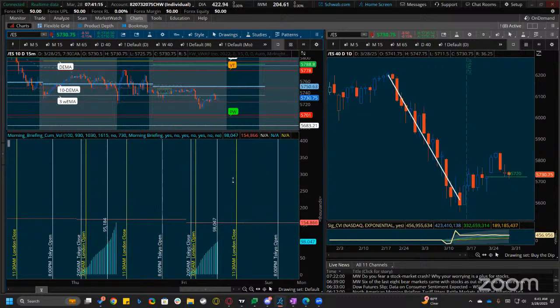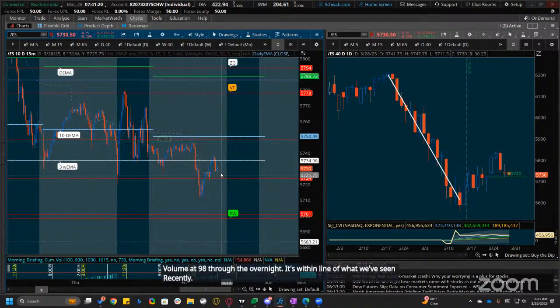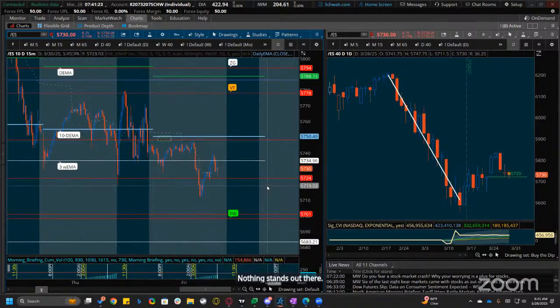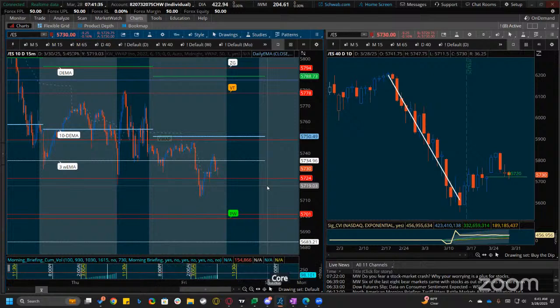Volume at 98 through the overnight. It's within line of what we've seen recently. Nothing stands out there. If we were looking for something to stand out there, is if this morning is supposed to be some kind of big event, core PCE, volume should perhaps be lighter, as if they were sitting out waiting on the data. We would see hedging activity, lighter volume. And from this perspective, at least, we're not seeing that lighter volume.